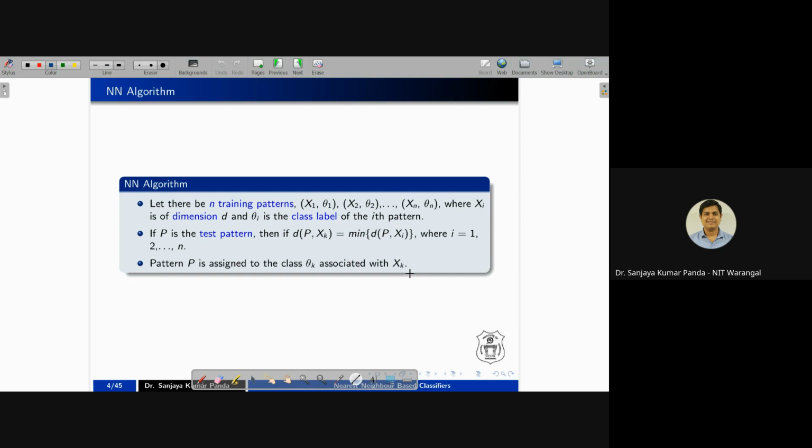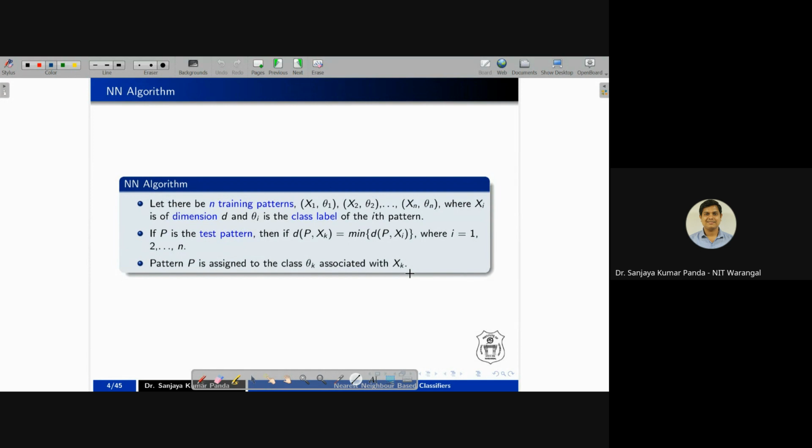And x1, let's say, belongs to theta 1 class, x2 belongs to theta 2 class, xn belongs to the theta n class. So they belong to different classes. Not necessarily that all the patterns belong to different classes. Maybe if you have 10 patterns, you have 3 class levels. So xi is not considered as a single dimension. Sometimes we consider xi as multiple dimensions, and theta i is the class level of the ith pattern.